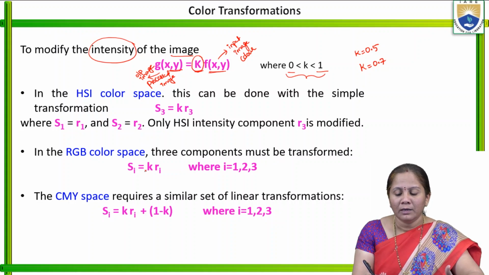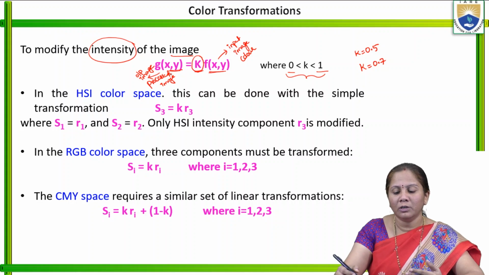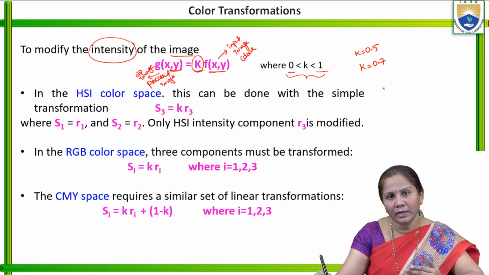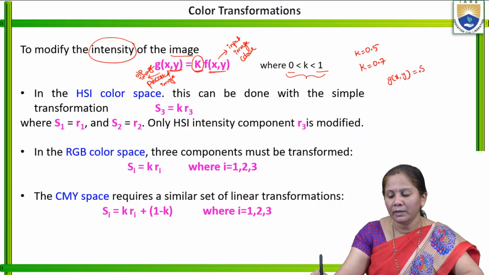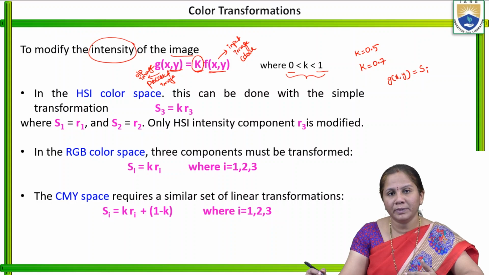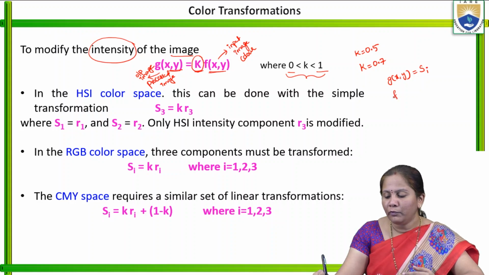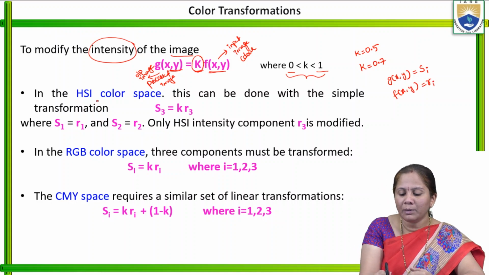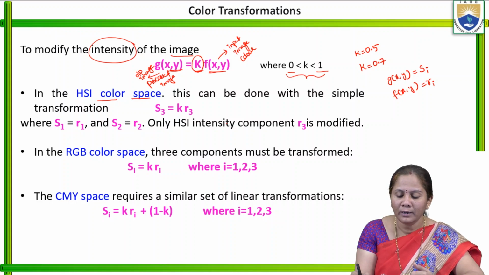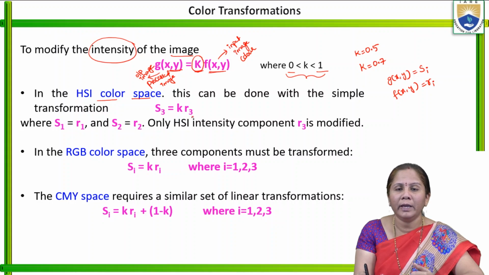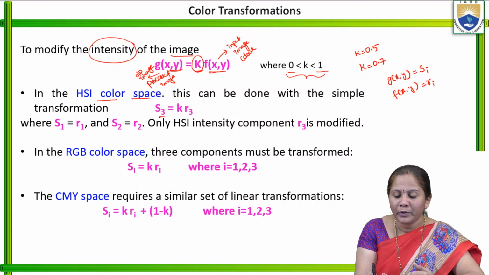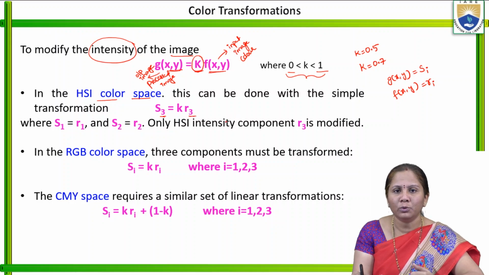Now, as I told you, while learning about the formulation, this g(x,y) can be replaced with s_i, and f(x,y) can be replaced with r_i. Similarly, while writing the formulation for the HSI color space or color model, we have written s3 = k * r3. Here only one component is taken, and that too the third component of the HSI.